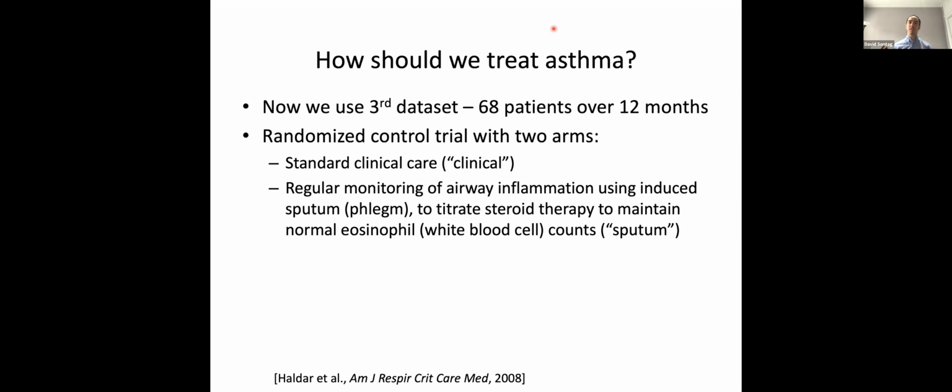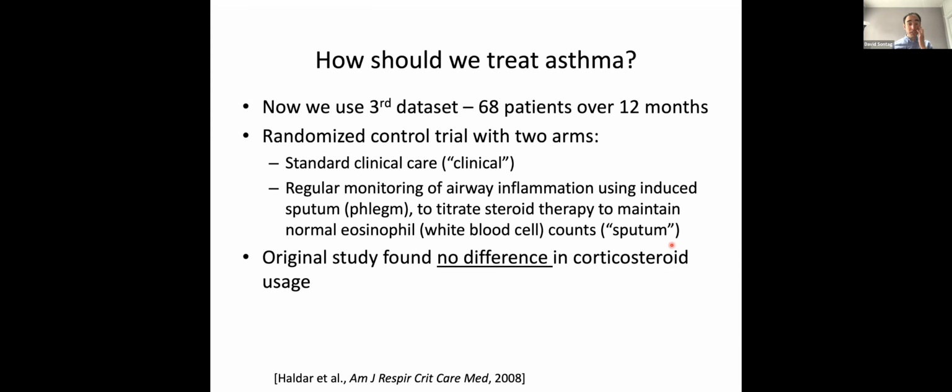Now, these 68 patients were followed over 12 months, and half of these patients received standard clinical care, but the other half of the patients received a new type of treatment, in particular, what we're going to call the sputum treatment. This treatment strategy involves regular monitoring of the airway inflammation using the patient's phlegm and changing the amount of steroid therapy in order to try to maintain a certain level of white blood cell count, as observed in the patient's phlegm. So that's a new treatment strategy. And the question is how well that treatment strategy works.